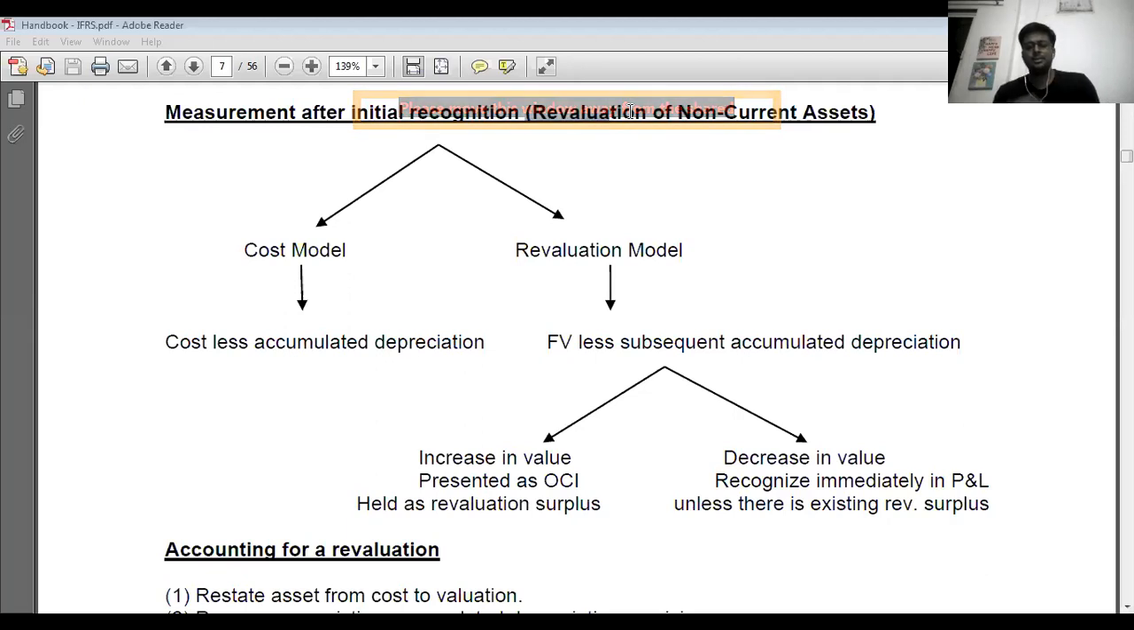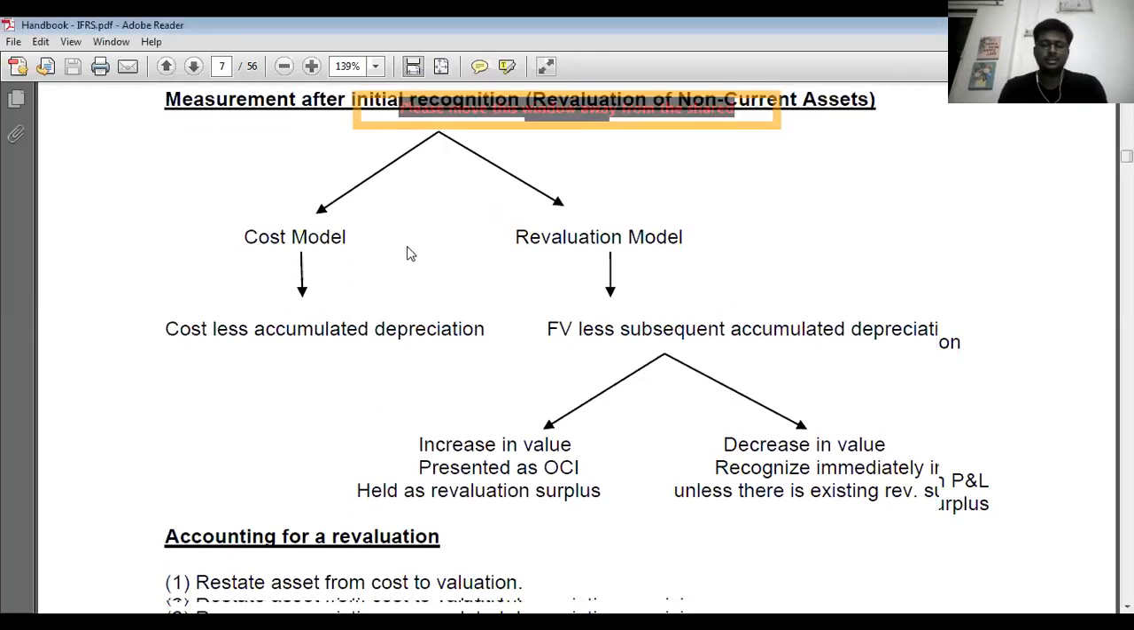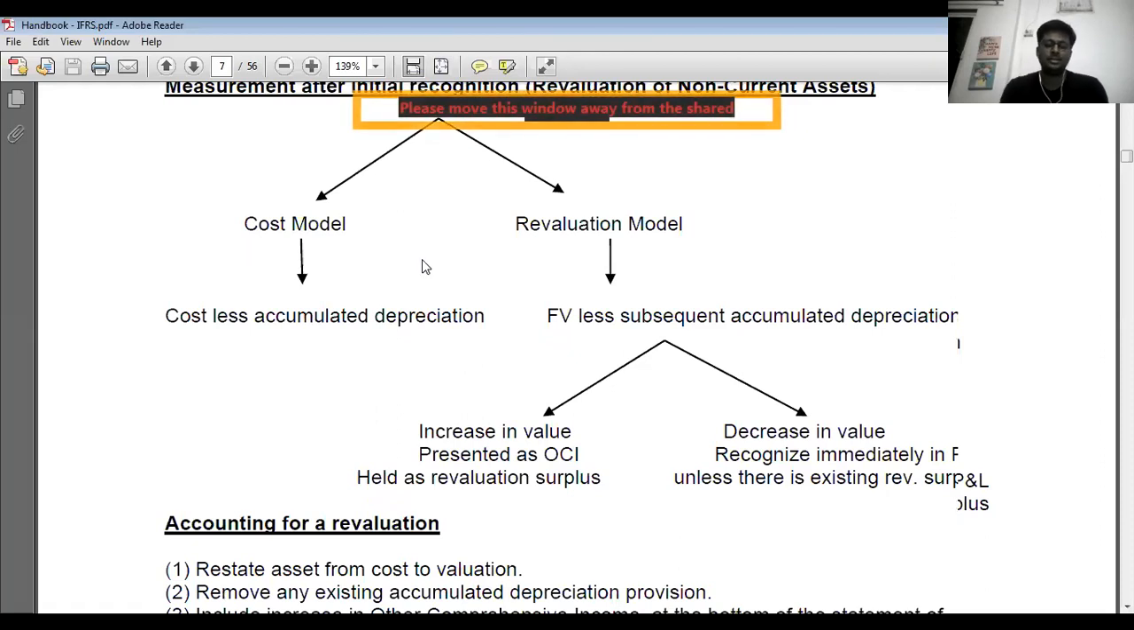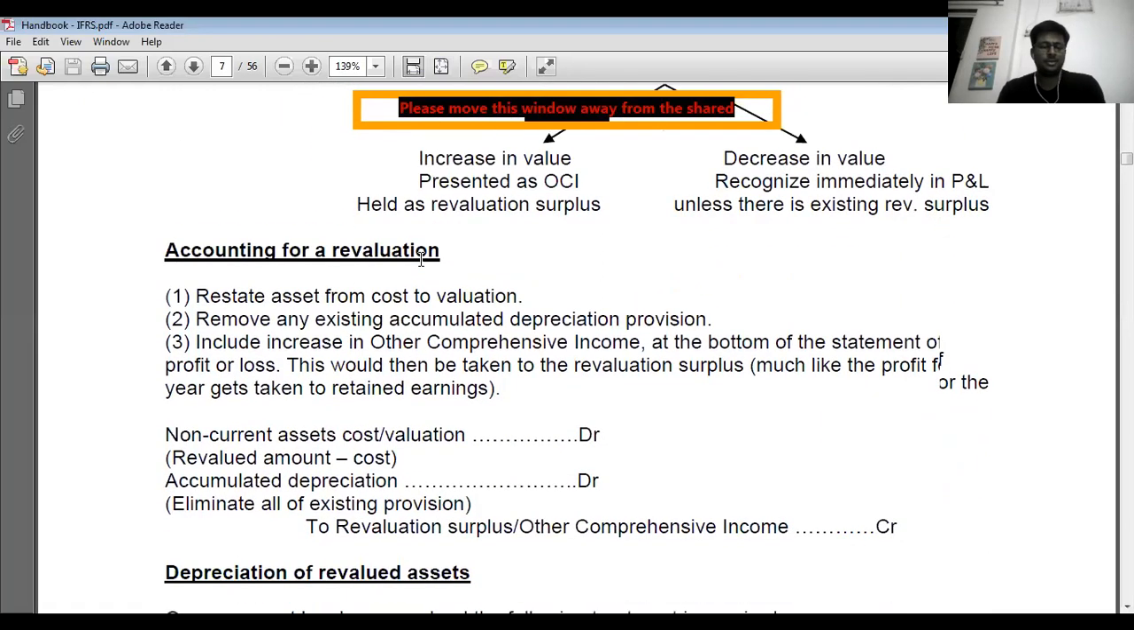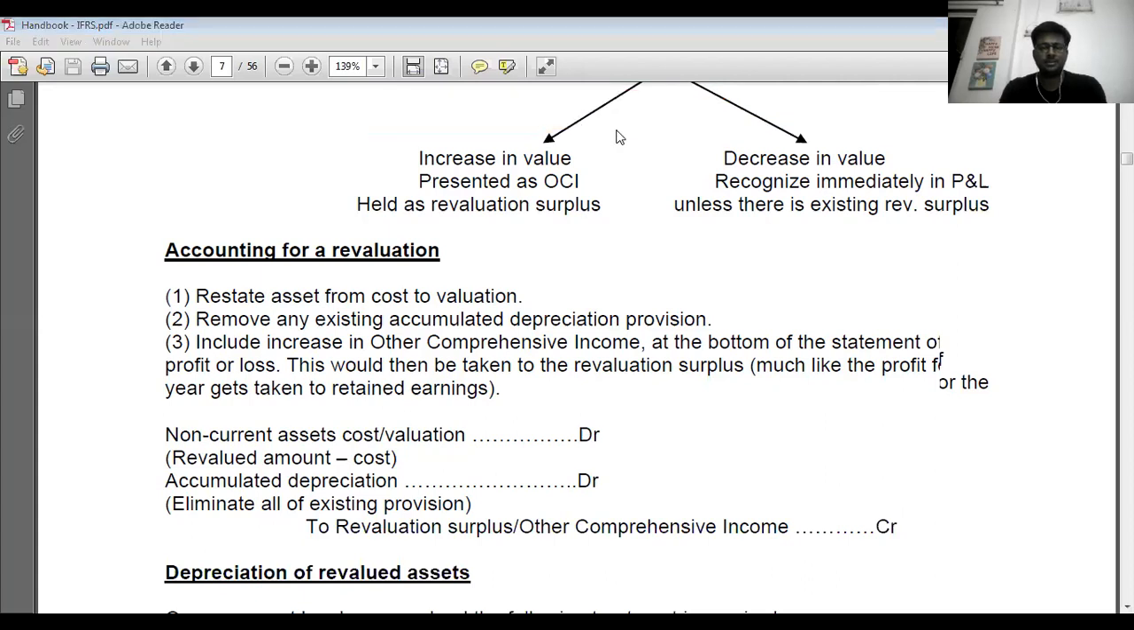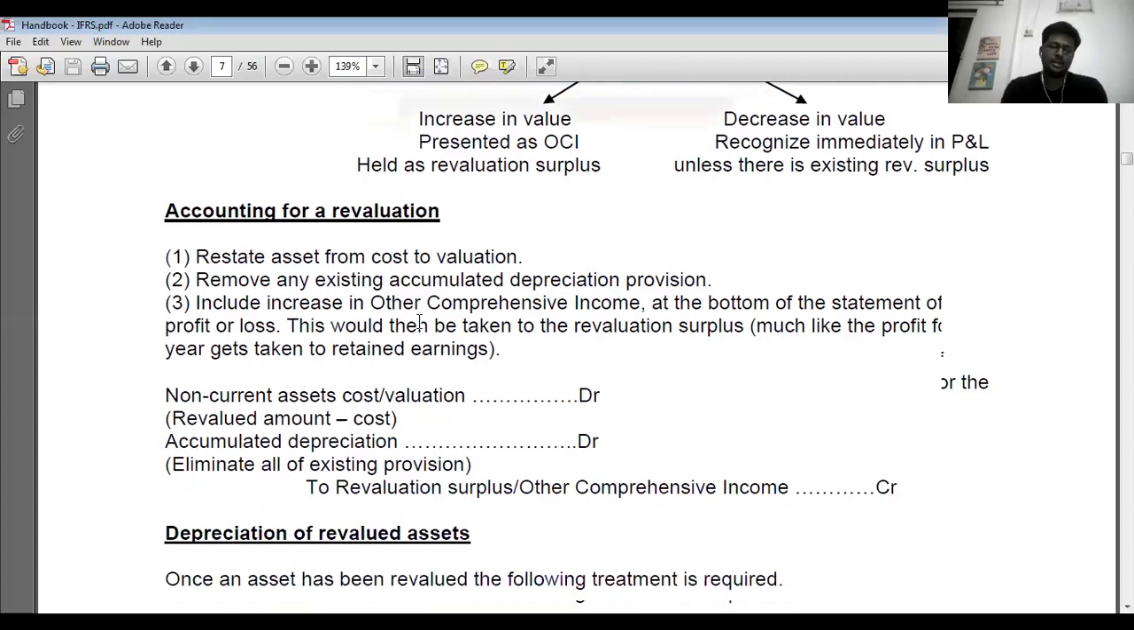This revaluation surplus is accounted for in the statement of other comprehensive income. If fair value is decreasing, then the loss we need to recognize immediately. That is the subsequent treatment we discussed. Accounting for revaluation also we discussed. Whenever there is a revaluation, we first increase the cost of the asset to the revalued amount. Then we remove the existing accumulated depreciation, and the credit amount will be other comprehensive income, that is, the revaluation surplus.